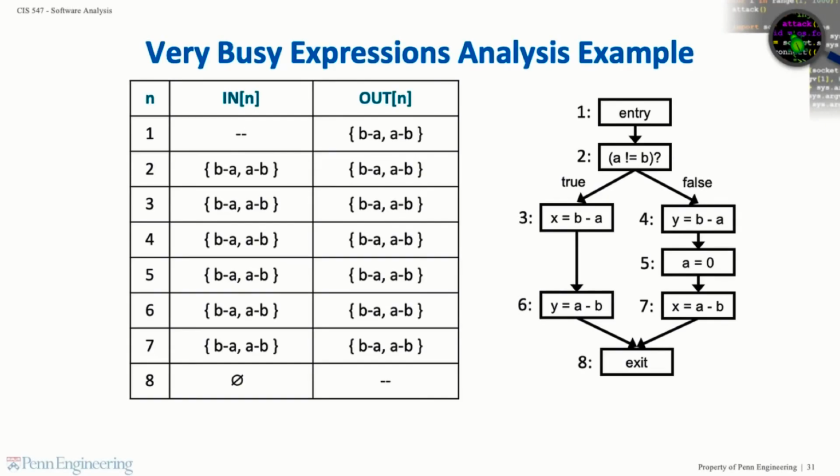Now let's see how the chaotic iteration algorithm for very busy expressions analysis works on our example control flow graph. We will use this table to track the values of the in and out sets of each of the 8 nodes in this control flow graph. The algorithm starts by initializing all these entries to the set of all expressions, except the out set of the exit node, which it initializes to the empty set.